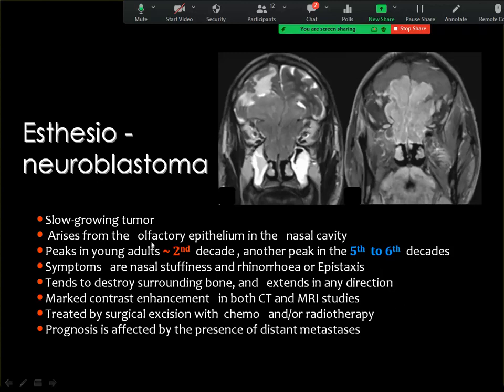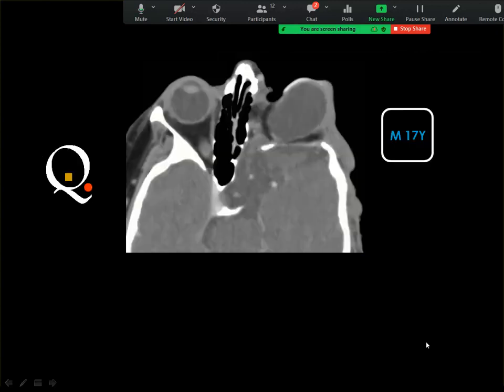cavity, and it has a peak in the second decade, and another peak in the fifth or sixth decade. The presentation is by rhinorrhea or epistaxis, and the lesions have a destructive behavior and many times extend intracranially. It shows marked enhancement on CT and MRI, and is treated by surgery, chemotherapy, as well as radiotherapy. And the prognosis is affected if the lesion gives metastatic deposits.